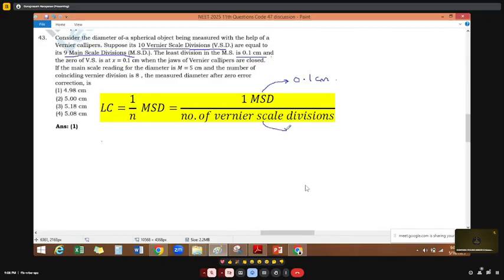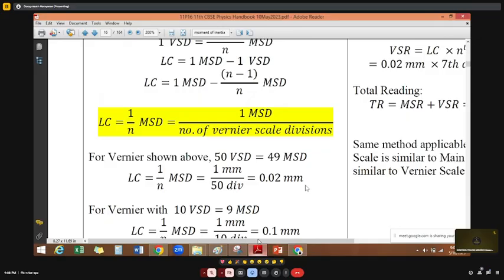The number of vernier scale divisions is given as 10. That means the least count will be 0.01 centimeter. Okay. That means it's like 0.1 millimeter. That's the meaning. Whenever you have a vernier scale, go back, all these concepts are given clearly in this.